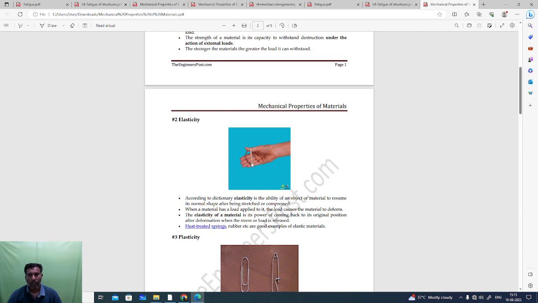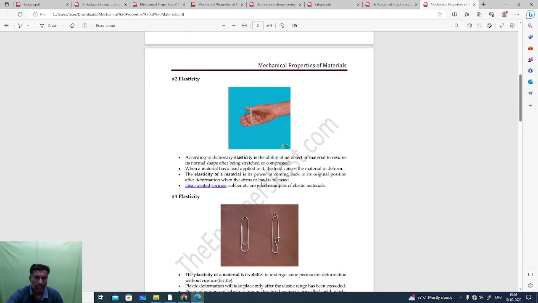Likewise, when a load is applied to the material, the load causes the material to deform. Normally, when any load is applied, the material will be deformed. The elasticity of a material means that after the load is removed, it comes back to its original position, and the deformation is also released. When stress or load is applied, the shape can change. When the load is removed, it comes back to the original state. That is elasticity.